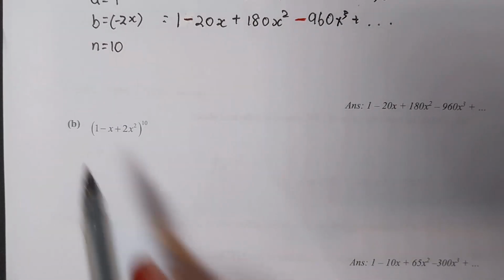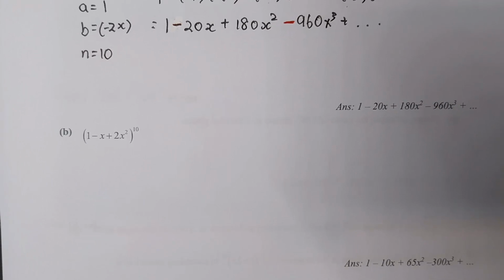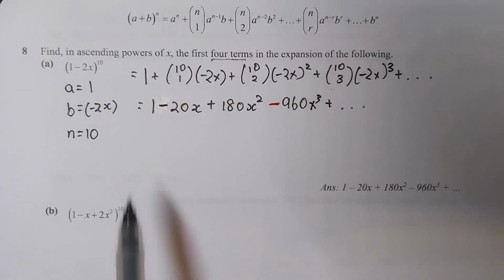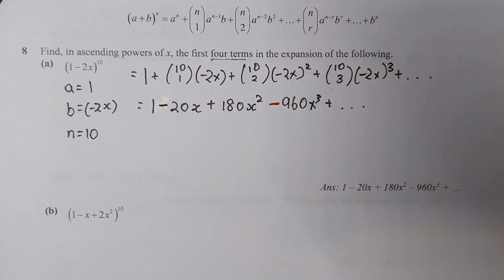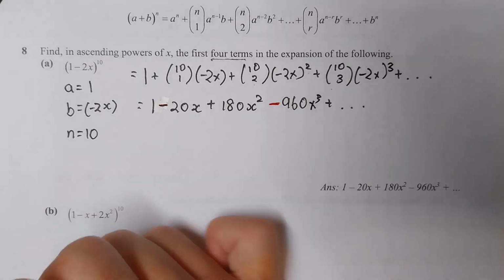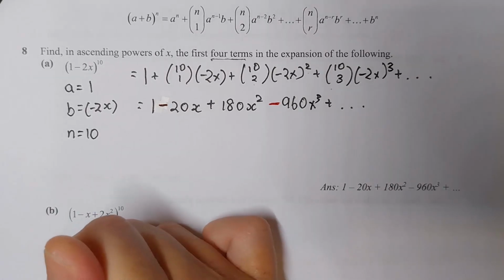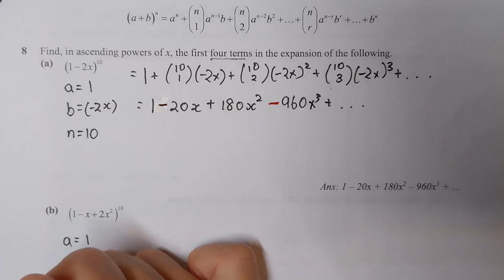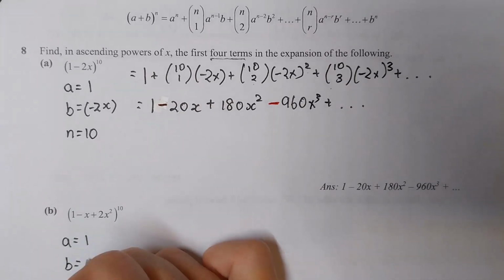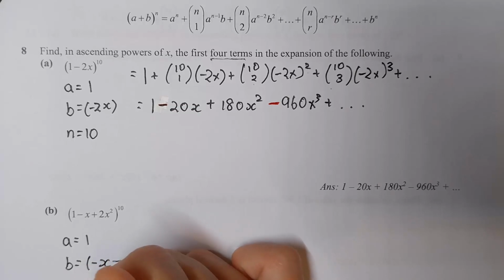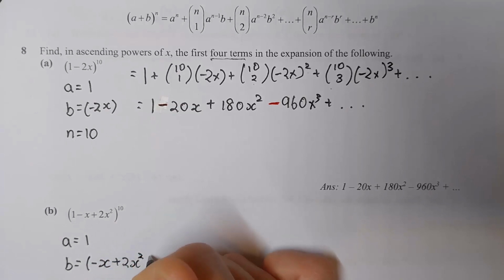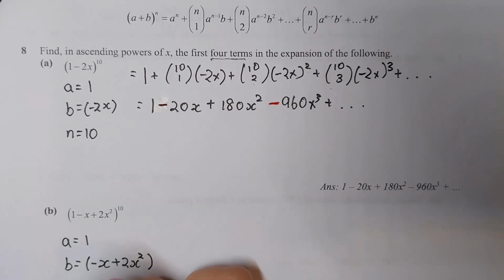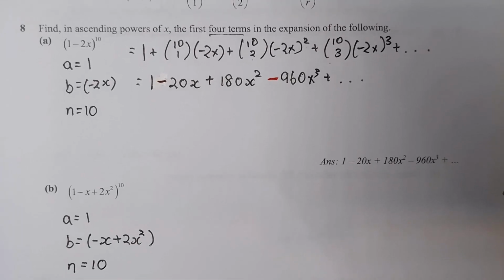Now what happens if we have this instead? In the binomial expansion formula, we have only a and b. So what do we do here? Well, we can group it this way. The value of a can be equals to 1. Now for the value of b, we can group it as minus x plus 2x squared. And for the value of n here, we have 10. So in this case, we can still apply the binomial expansion formula.